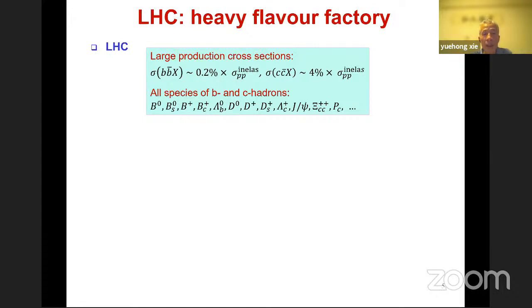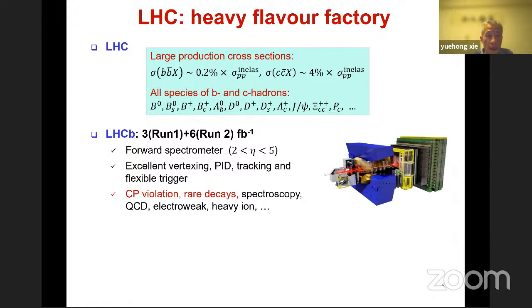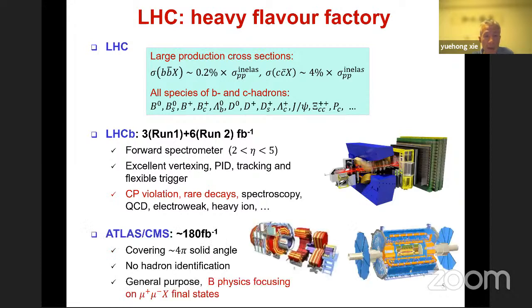The Large Hadron Collider is a heavy flavor factory with very large production cross-sections of b b-bar and c c-bar, and it can produce all species of B and C hadrons, including both mesons and baryons. The LHCb detector is a forward spectrometer with excellent vertex reconstruction, particle identification, tracking, and a flexible trigger, making it particularly suitable for CP violation and rare decays. But actually, it can also do a lot of other physics studies, which I don't have time to cover today.